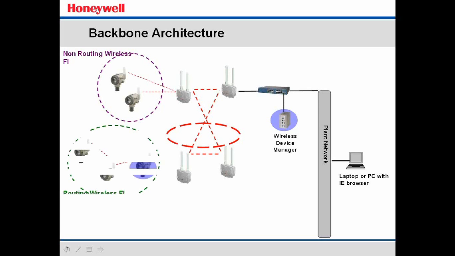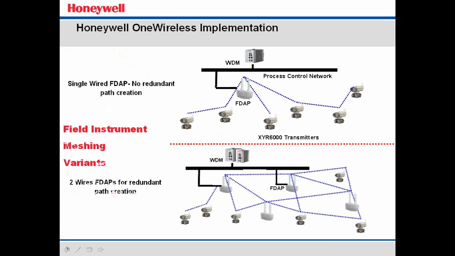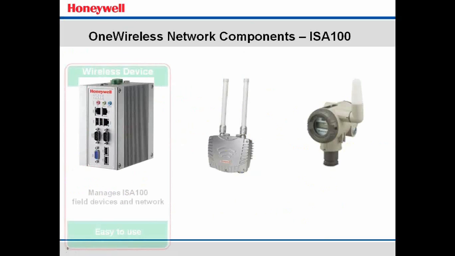If we do end up needing to use wireless field instrument routing, this is kind of a graphic of what it would look like. I can hop through transmitters to get back to the mesh. A couple of implementation examples. The top one would be a single wired FDAP, kind of a base system with no redundancy, meaning this is kind of the simple starter kit idea way to do things.